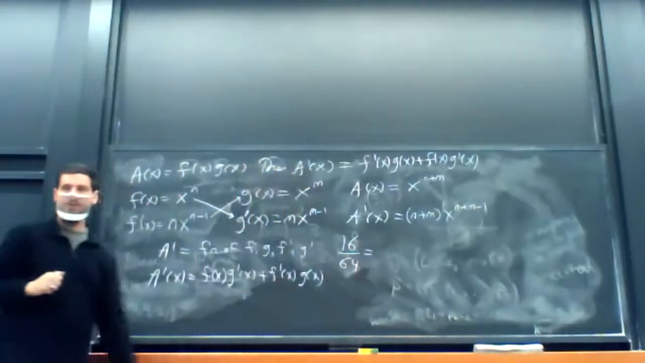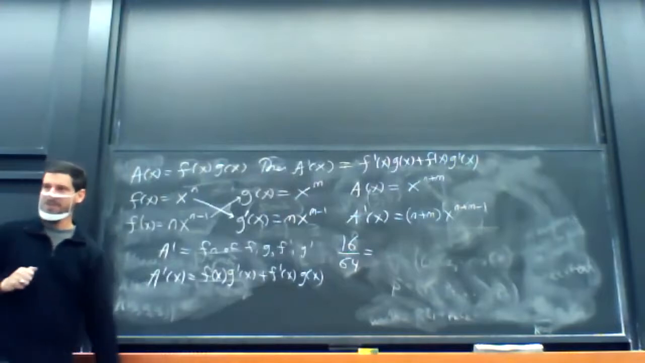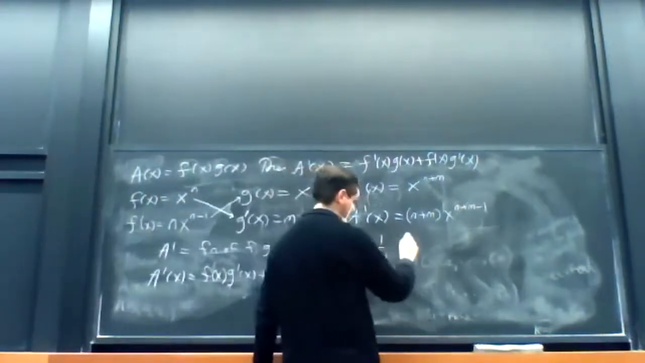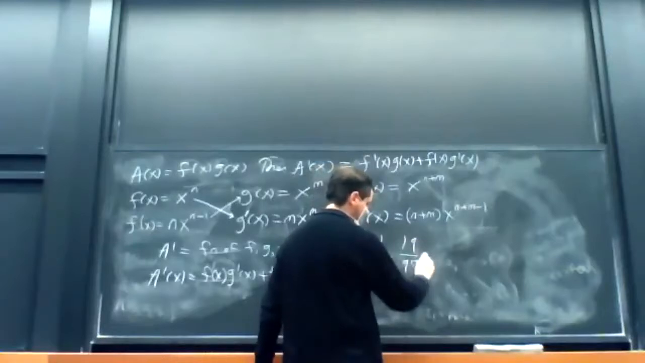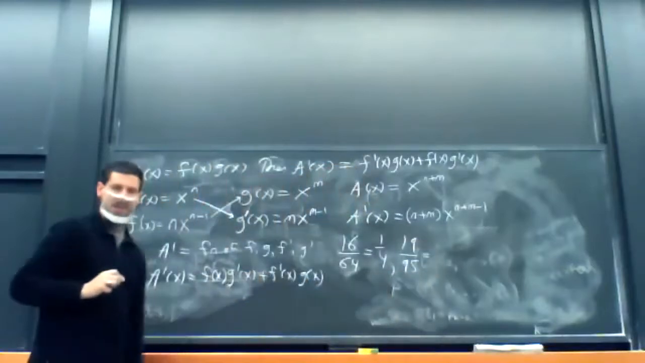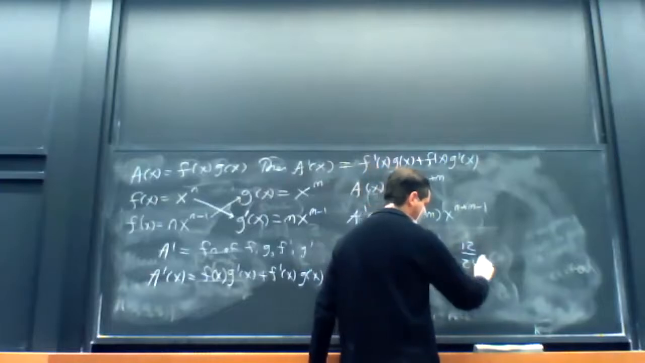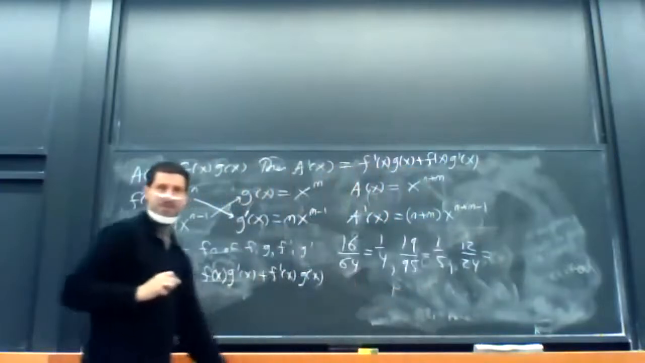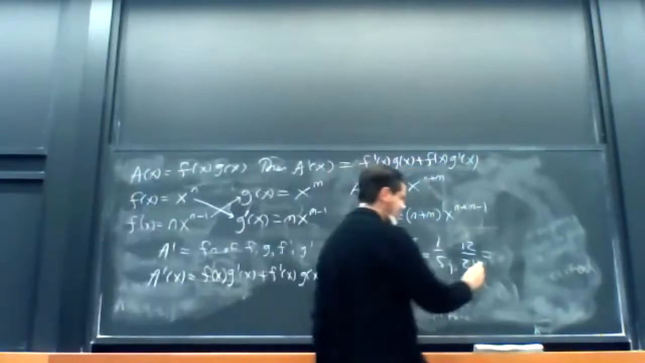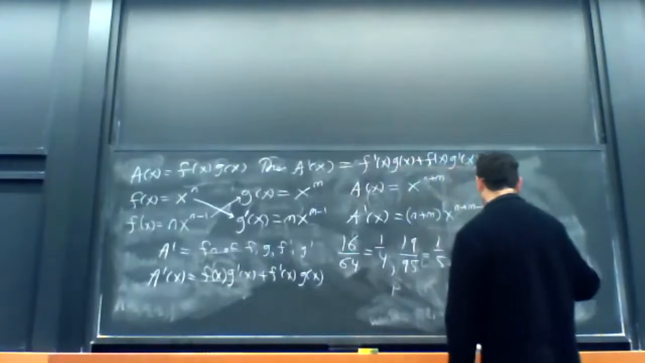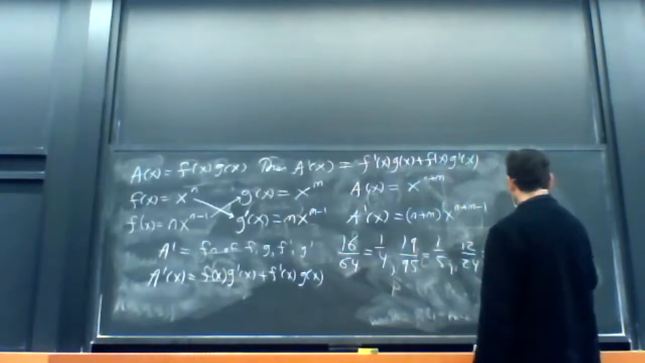What's 16 over 64 in lowest terms? 1/4. That was terrible how long that took. 19 over 95. All right, that's better. 12 over 24. That was a little slow. Let's do one more. 49 over 98.